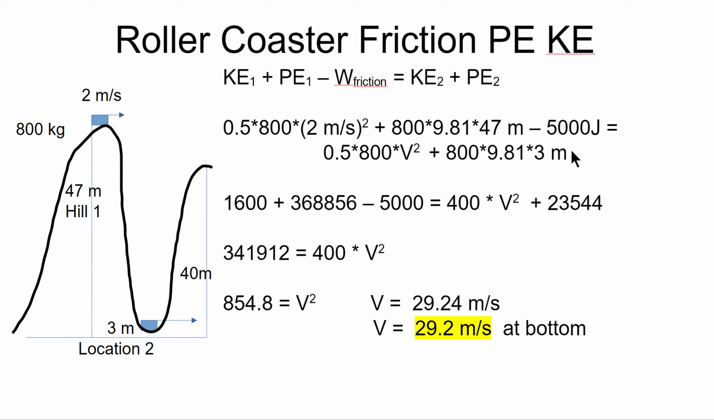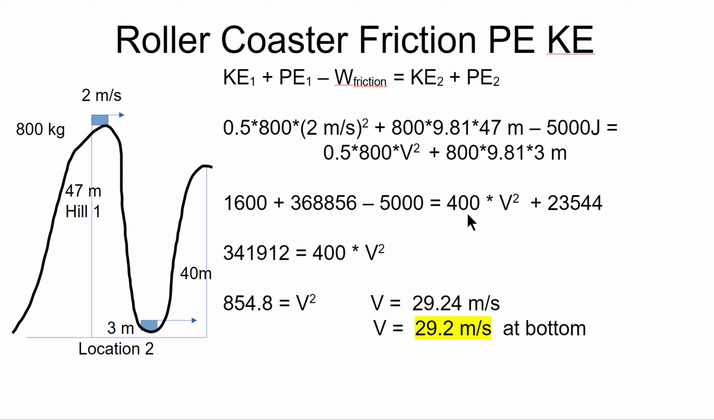Now, you should pause and do these calculations on your own calculator. 1/2 mv squared is 1,600 joules. The mgh is a big number, 368,856 joules. And I don't round off in intermediate calculations. I'll wait till the very end to round to 3 significant figures. We're losing 5,000 joules due to the work done by friction.